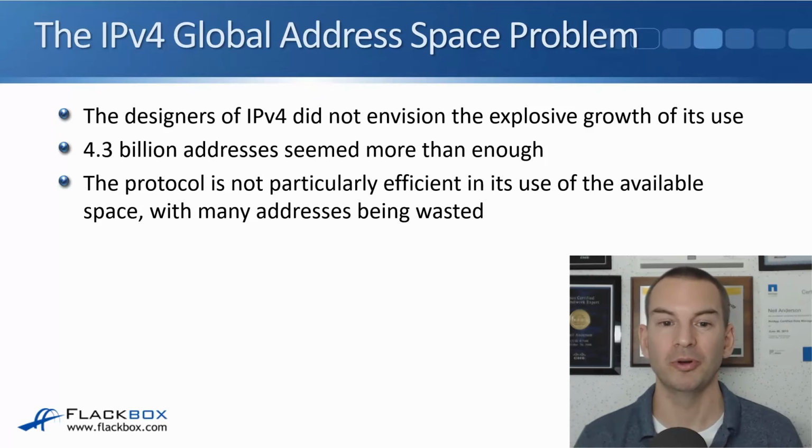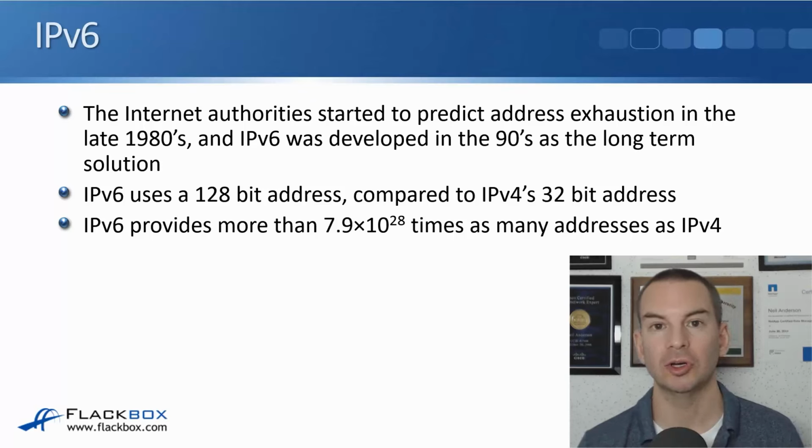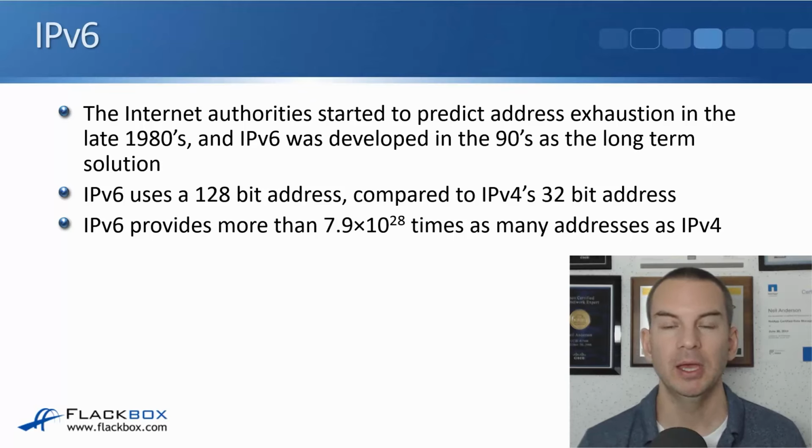Also, that 4.3 billion addresses, that's just a theoretical limit. It doesn't actually get anywhere near that with the usable addresses, because the protocol is not particularly efficient in its use of the available space, and many of those addresses are wasted. The Internet Authority started to predict address exhaustion in the late 1980s, and IPv6 was developed in the 90s as the long-term solution to this problem.